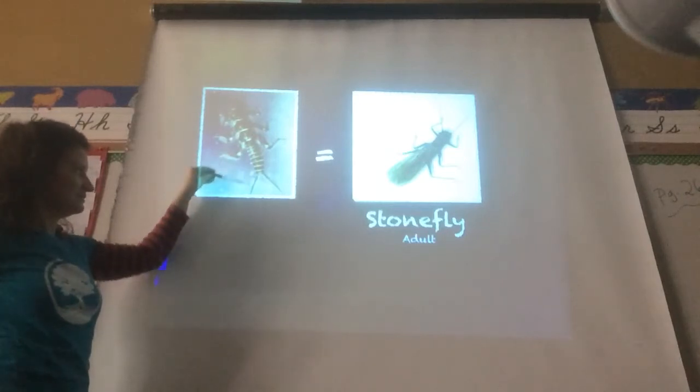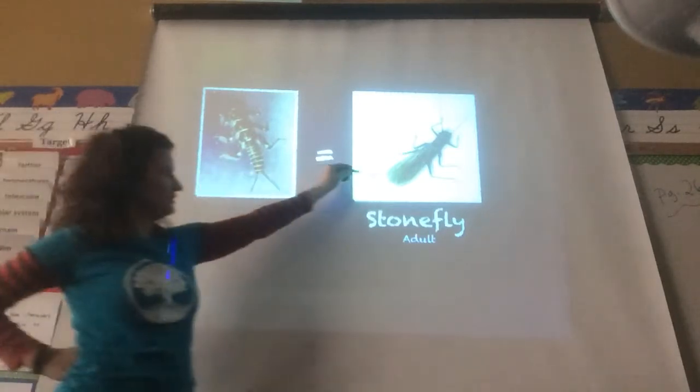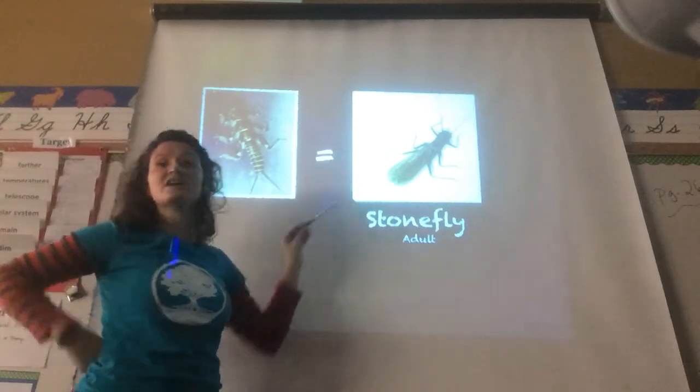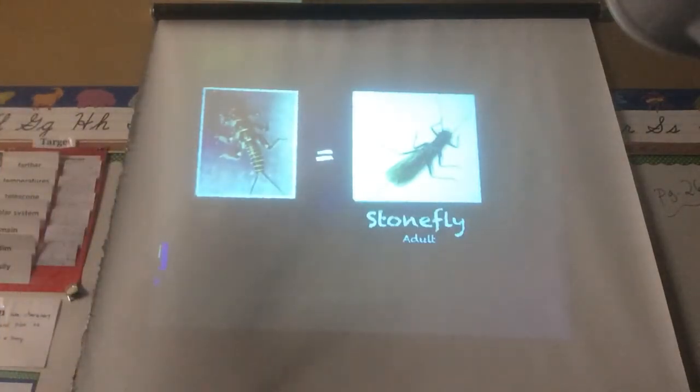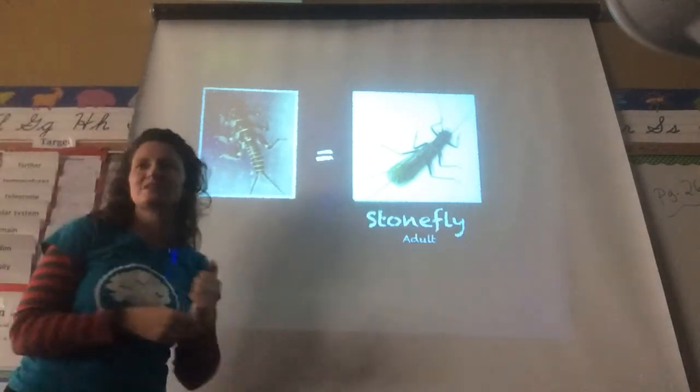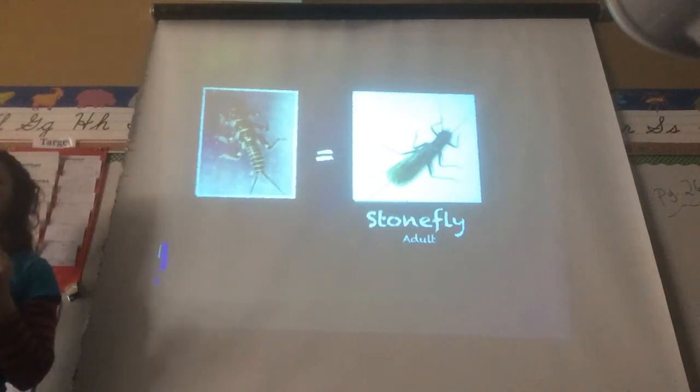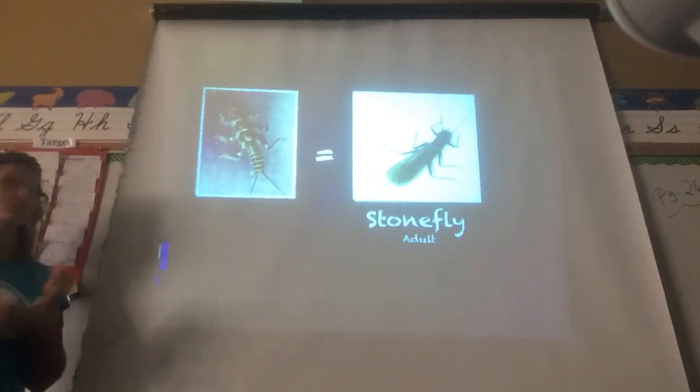And it has how many tails? 2. How many does the adult have? 2. Okay, so that's a trick for identifying a stonefly nymph or a stonefly adult. They have how many tails? Show me with your fingers. 2. Yeah, good. Okay, now they also have something else that's really interesting that helps them to breathe underwater.